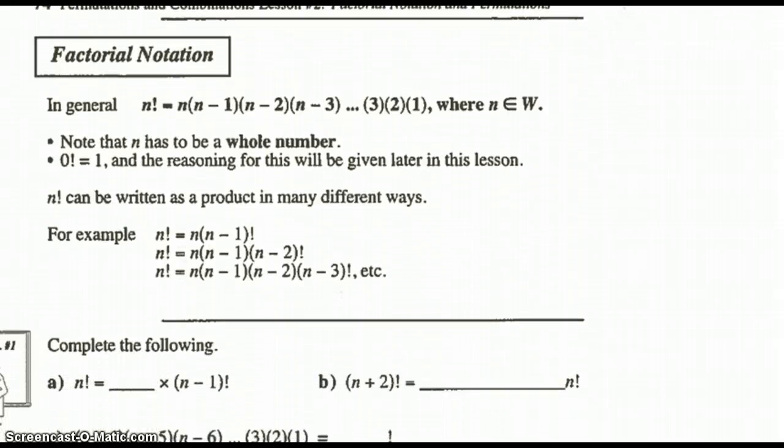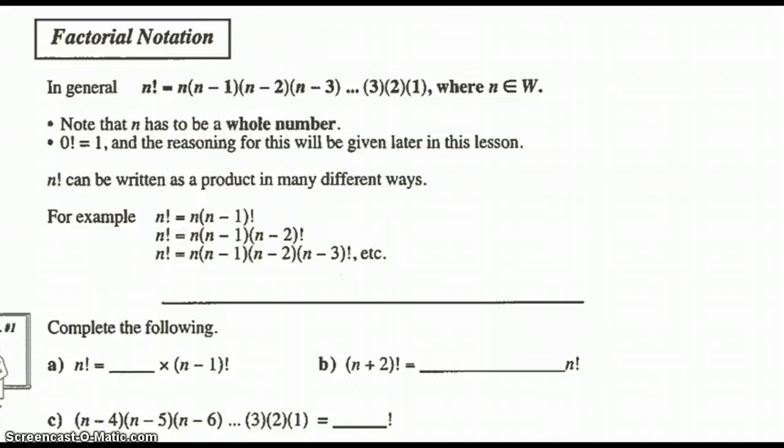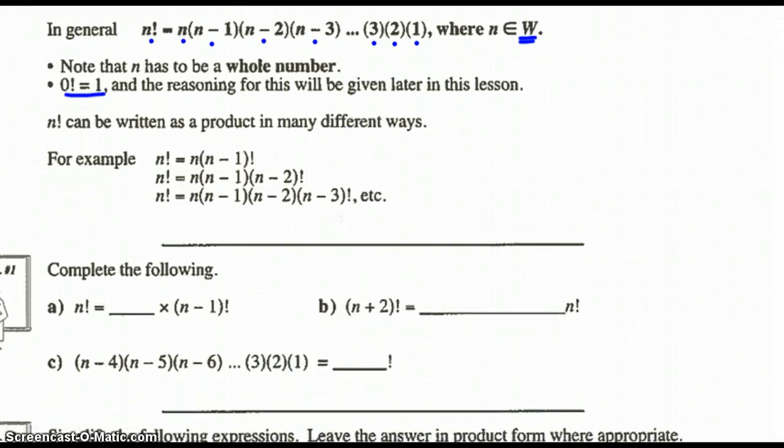In general then, factorial notation is written as follows. N factorial is going to be n, and then multiply that by n minus 1, multiply that by n minus 2, by n minus 3, and so on until eventually we're going to get to times 3 times 2 times 1. Note that n is an element of the whole numbers. We can never start with a 3.7 factorial or a negative 6 factorial. N must be a whole number. All right. Also note that 0 factorial is equal to 1. We'll talk more about that eventually.